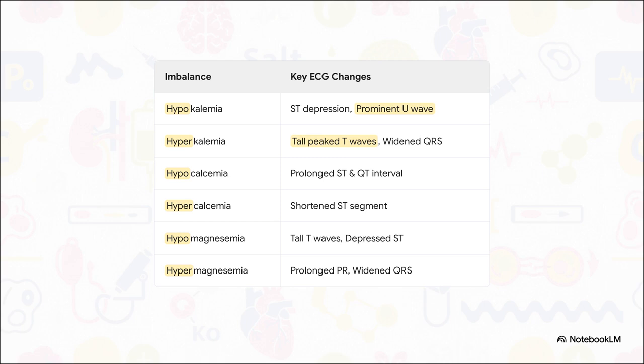Now, if you can only memorize two of these, please make it the potassiums. Low potassium, look for that prominent U wave. High potassium, those deadly, tall, peaked T waves and a widening QRS are basically screaming at you that your patient is about to have a cardiac arrest.